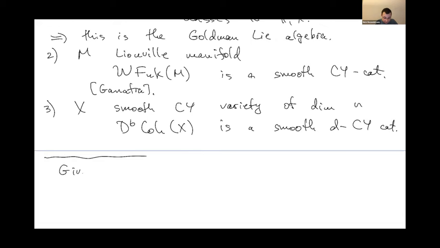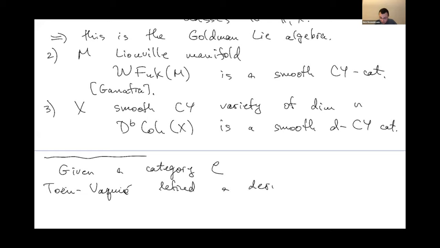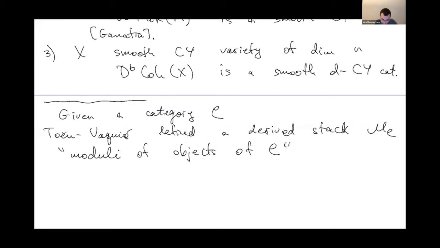So now, given a category C, Toën and Vaquié define a derived stack M_C, the moduli of objects of C. I don't want to go into what a derived stack is exactly, or, well, let me just say that this is more of a physics audience.